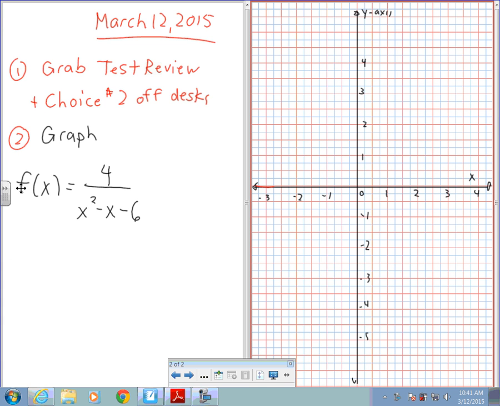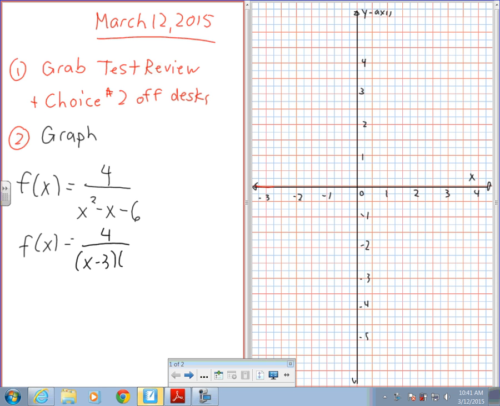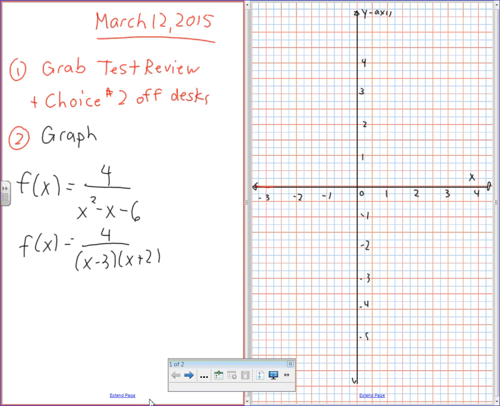Okay. So this is going to be f of x equals 4 over (x minus 3)(x plus 2). Why is that not big? There we go. All right, wonderful. All right, Emily, what are my asymptotes for this graph, please? Good. Anything else? Good.